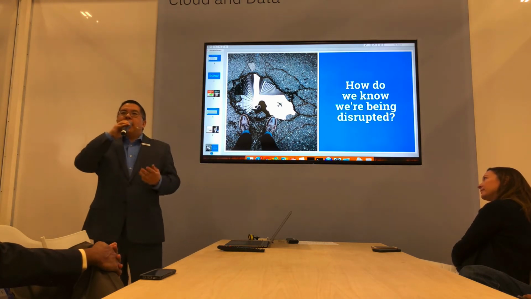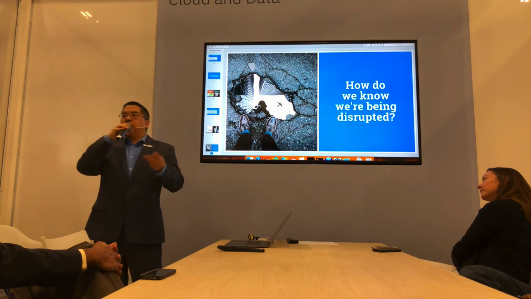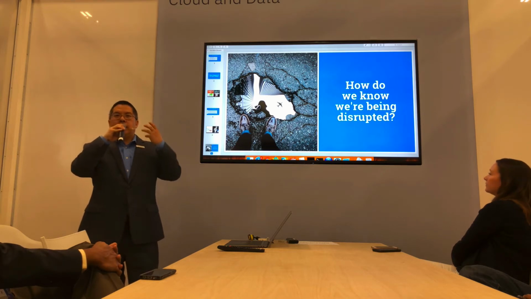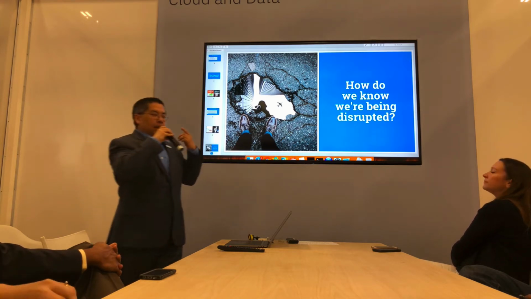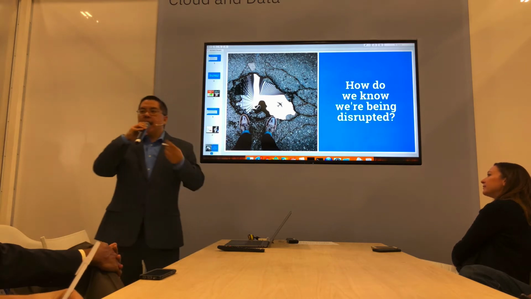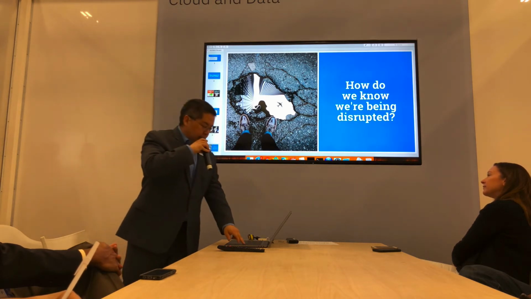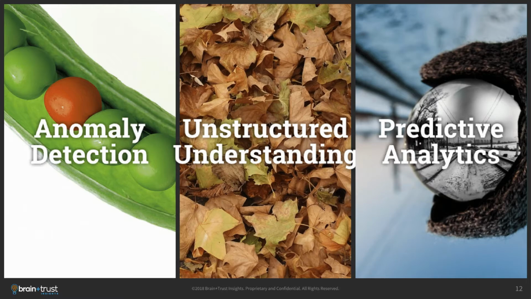The way to figure out disruption is by using three different analytical techniques: anomaly detection, unstructured understanding, and then ultimately predictive analytics. So, these are the three pillars.